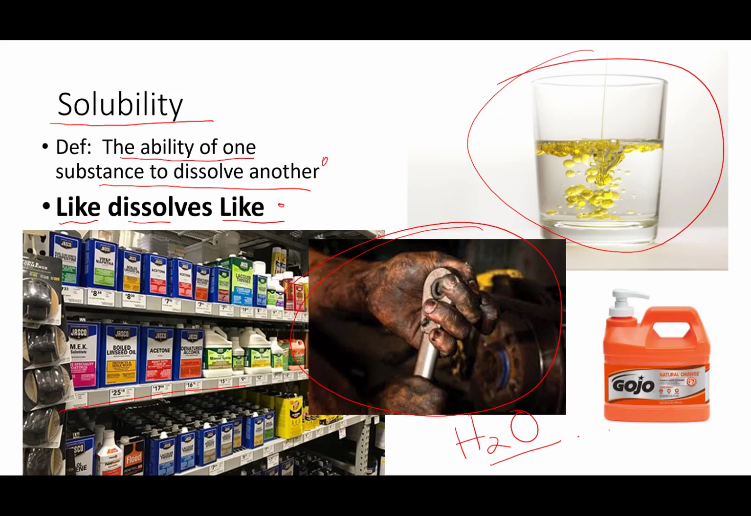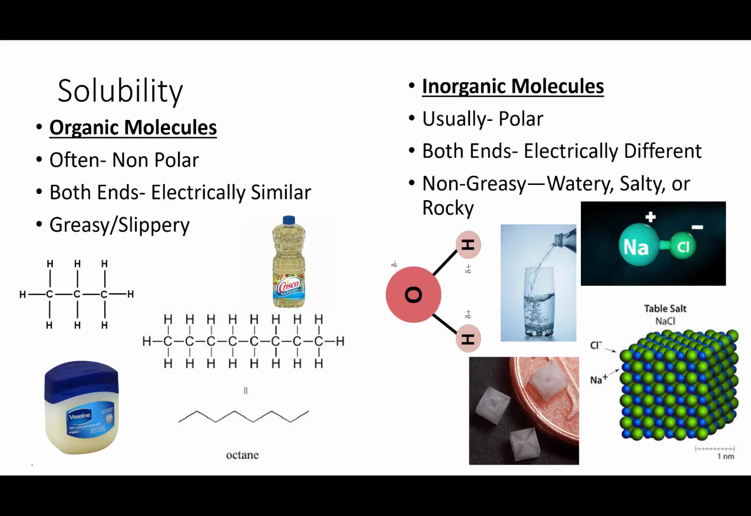So you have to have the right cleaner. You might use Gojo or lava soap or something else that is really going to work well on that oil and grease. If you have a part or a carburetor or something else that really has to be cleaned, you've got to pick the right solvent, whether that be acetone or MEK, methylethyl ketone, or something else. You've got to find the right solvent. So chemically, what do we mean by this like dissolves like?